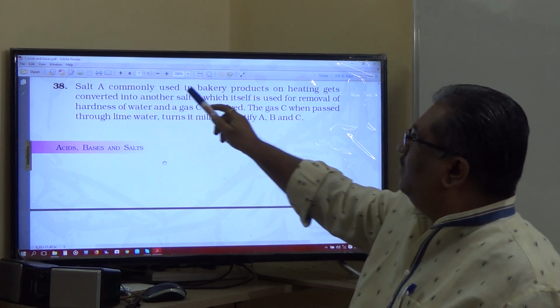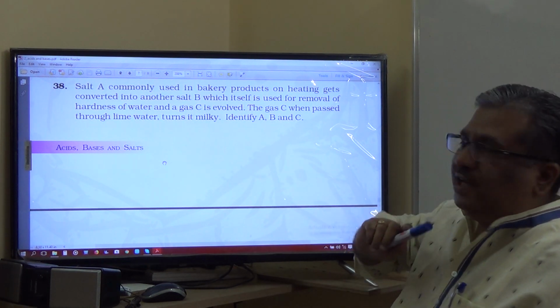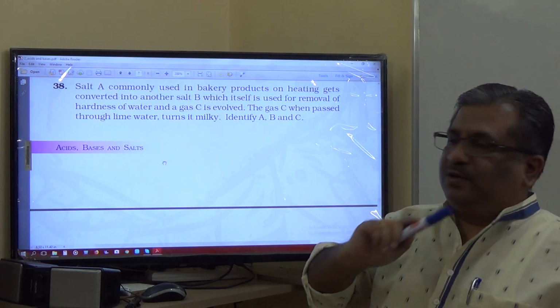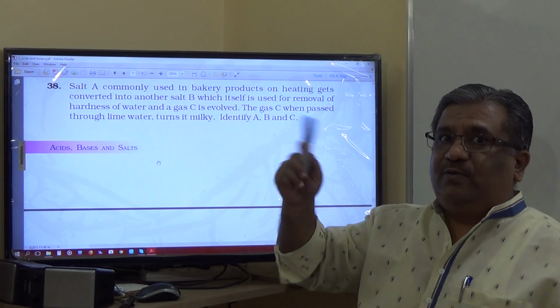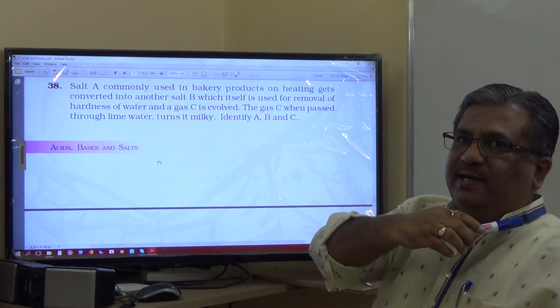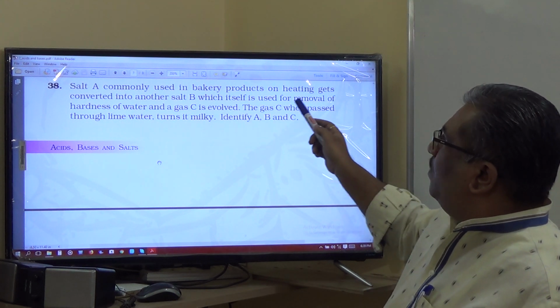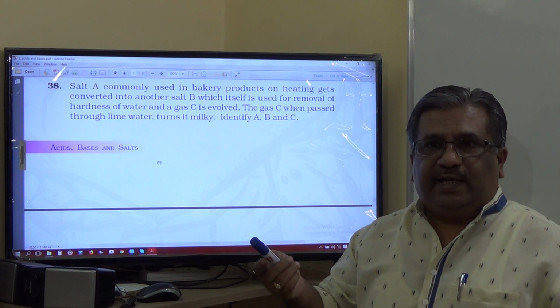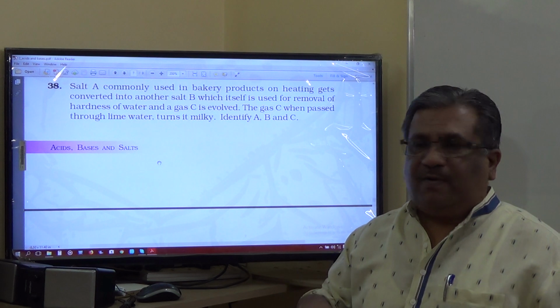Salt A, bakery products. So salt A is baking soda. Is it right? Baking soda. A is NaHCO3. On heating, it is converted to another salt B, Na2CO3, the same thing which I had written in my previous answer. Na2CO3 is used for removal of the hardness of water. Correct? Yes, Na2CO3 into 10H2O, which is washing soda. It is used to remove the permanent hardness of water.